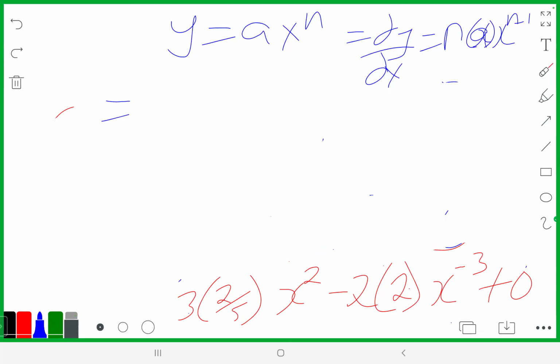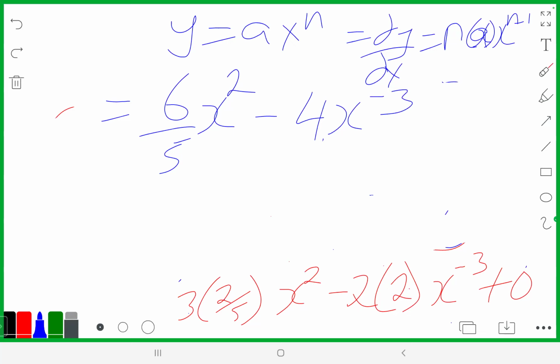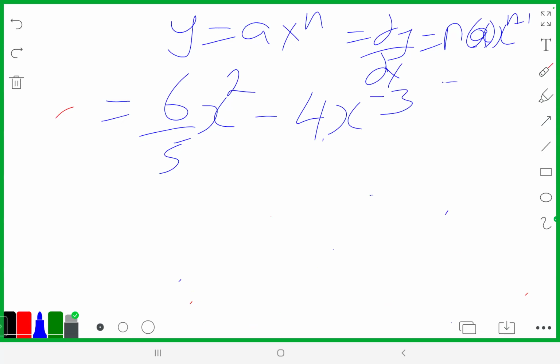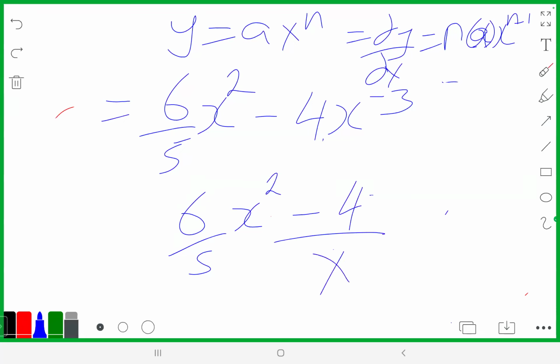That's very great. So it is 6 over 5 x raised to the second degree minus 4 x to the power 3, like that. If we want, you can even rewrite this part, the latter expression, as what? You can have 6 over 5 x raised to the second degree minus 4 over x to the power positive 3. You agree with me? Yes. Exactly. So basically, this is how you deal with the power rule.